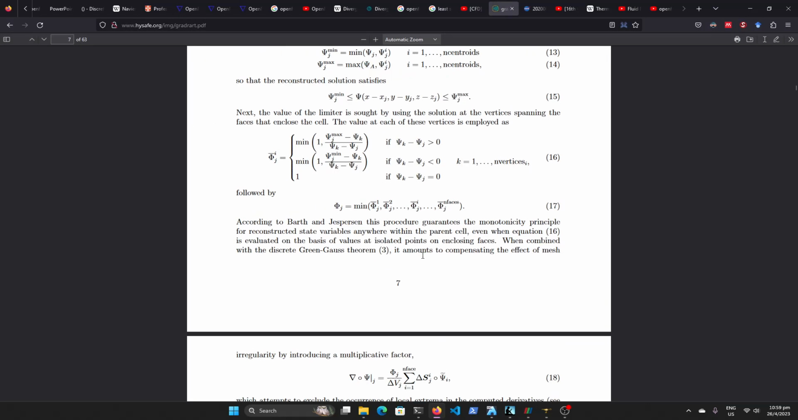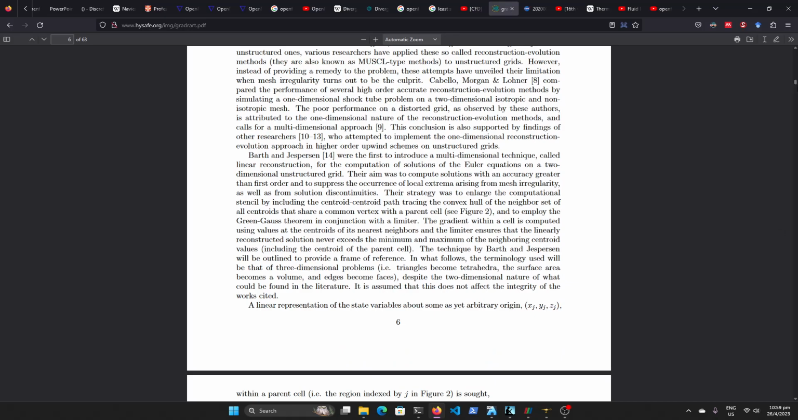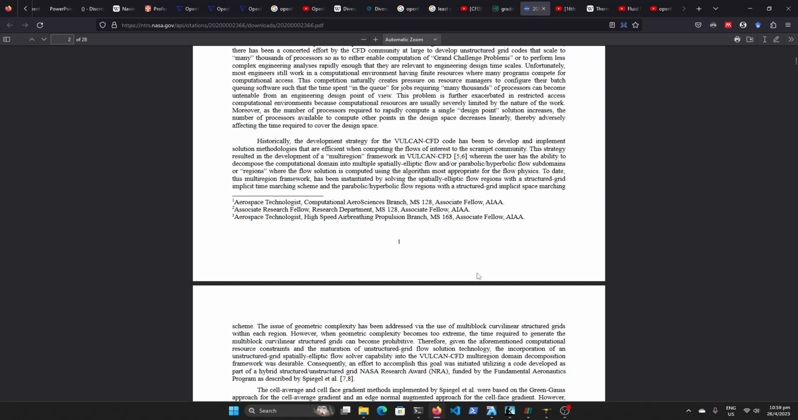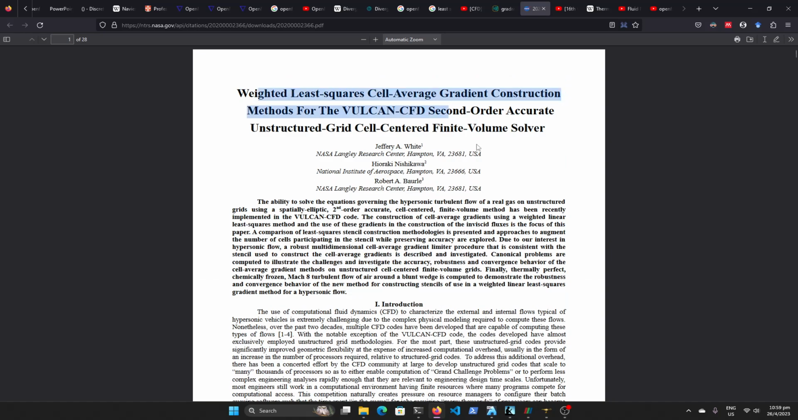Here's another paper that talks about least-squares, but it's a lengthier paper, more verbose, and more involved. So if you want a quick introduction, this is not for you, but it's here. Here's another paper on the least-squares schemes from NASA. You can go and take a look. I'll leave the link in the description.